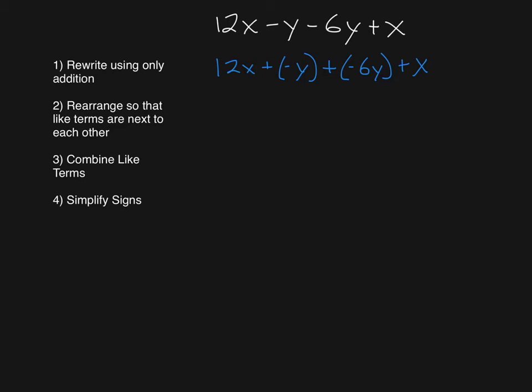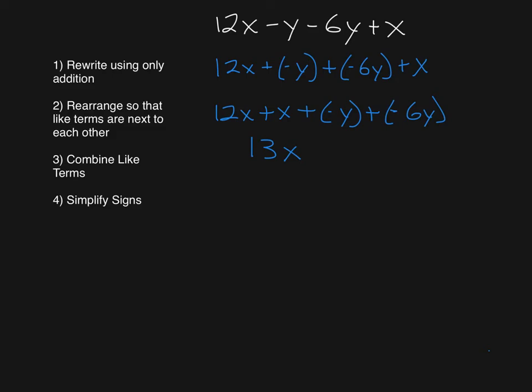We can use the commutative property of addition to rearrange the terms. 12x plus x, there I have my x terms next to each other, plus negative y plus negative 6y, right? All my like terms next to each other. Now we can combine the like terms. I have 12x plus x. Remember, that's like a 1x. So 12 plus 1 is 13. It's going to give me 13x.